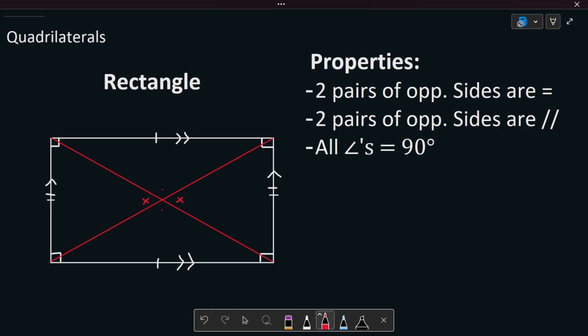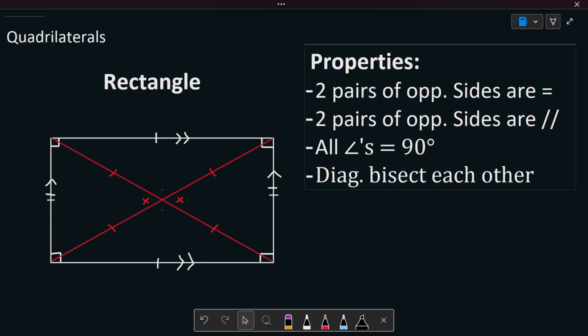Okay. And then when we look at our lines, or to be specific, our diagonals, we can see over here that these diagonals bisect each other such that this side is going to be equal, this side is going to be equal, this side is going to be equal, and this side is going to be equal. So what we are going to say over here is that the diagonals bisect each other, and then that is what we are going to say over here.